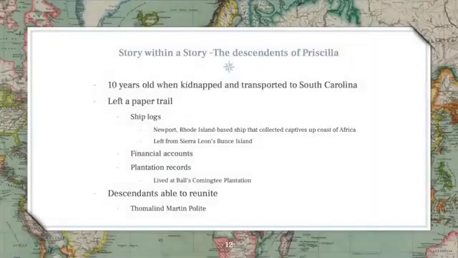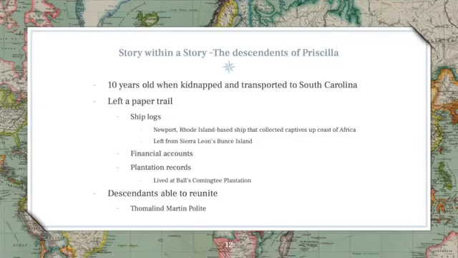Now, for a quick story. Many Africans were taken from their homeland, and they lacked clear records because the superior whites believed that African slaves were less than people. As a result, present-day African Americans find it difficult to trace back their heritage, except for the descendants of one girl, Priscilla. 250 years ago, according to National Geographic, Priscilla was only 10 years old when she was kidnapped and transported to South Carolina. Unlike the ancestors of many African Americans, Priscilla left a paper trail to allow her descendants to trace themselves back to her.